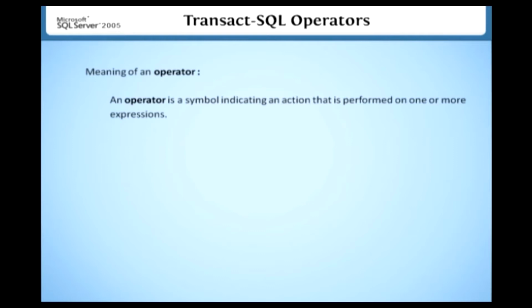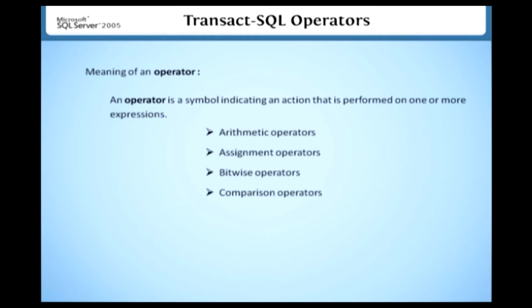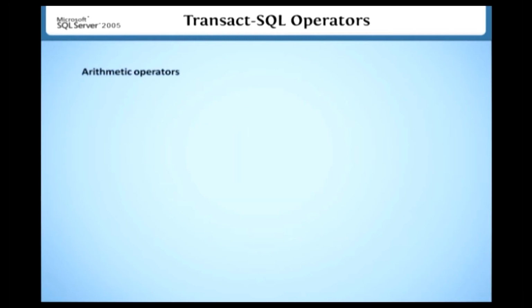The main categories of operators in T-SQL are arithmetic operators, assignment operators, bitwise operators, comparison operators, logical operators, string concatenation operators, and unary operators. We will discuss these types one by one in detail. Let's start with arithmetic operators.